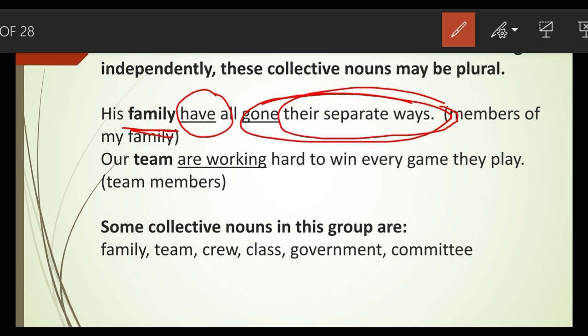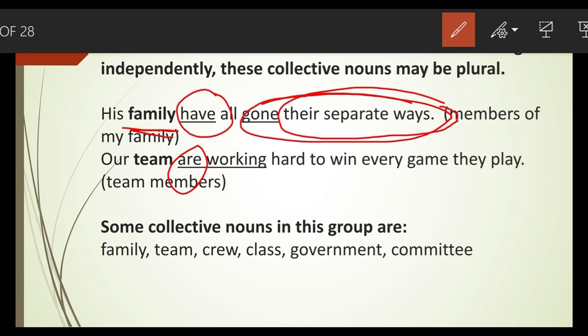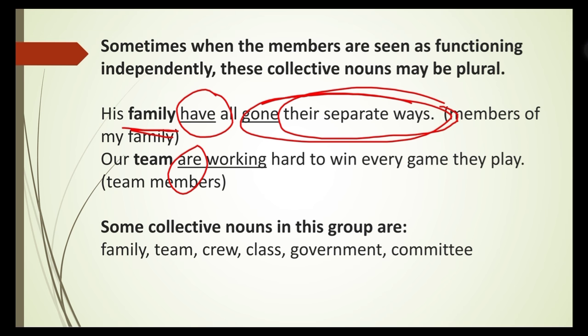Okay? Next, our team are working hard to win every game they play. So, bakit hindi is working? Bakit are working this time? Kasi nga, they are functioning independently. Bawat isa ay may kanya-kanyang role. Okay? So, yon. Dito, ang gagamitin natin ay are working. Some collective nouns in this group are family, team, crew, class, government, committee. Ayan. So, there. Let's proceed to the next.